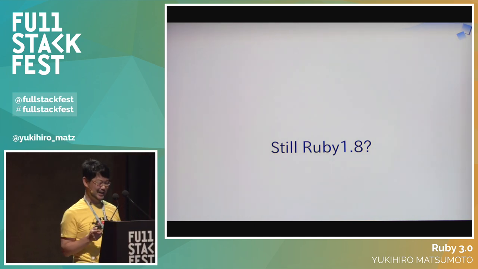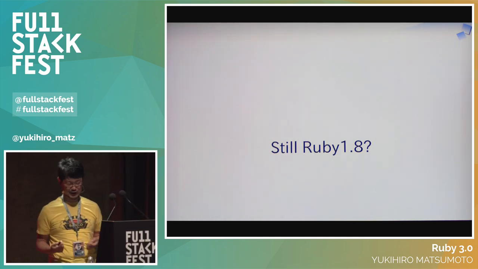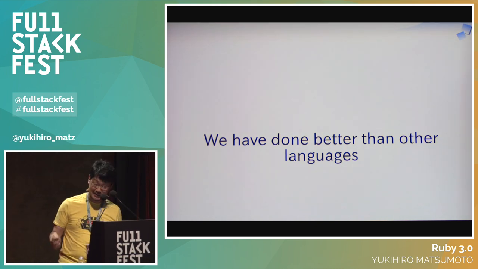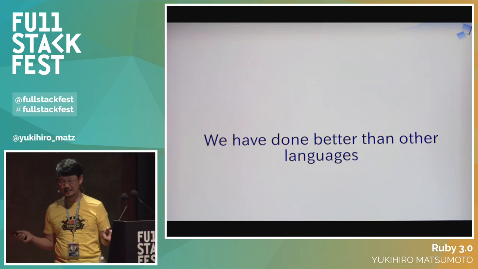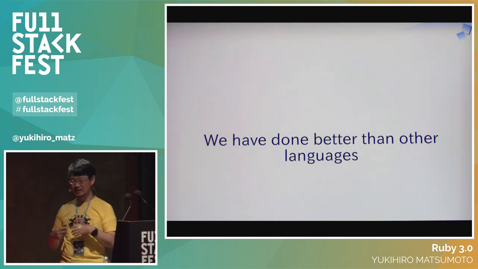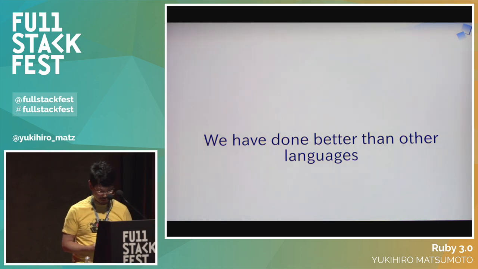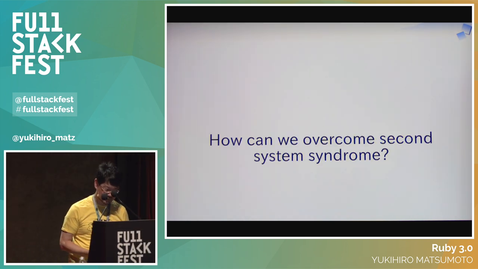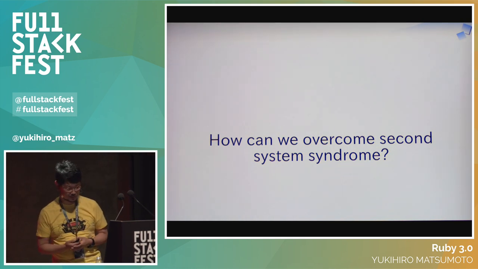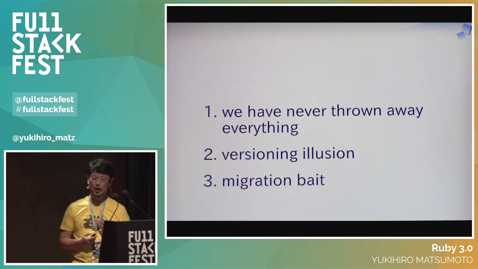So Ruby 1.9 and Ruby 2 have a much better virtual machine. Anyway, okay, we have done better than other languages. We have done better at conquering the second system syndrome. But how can we overcome the second system syndrome? We have 3 points.